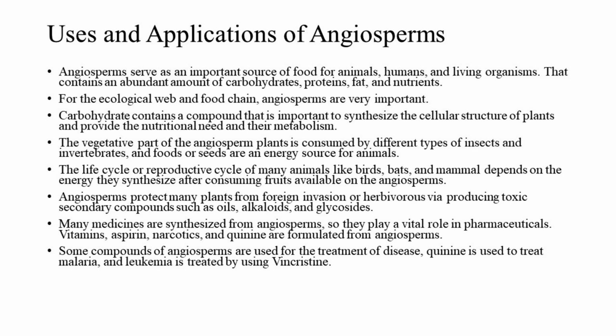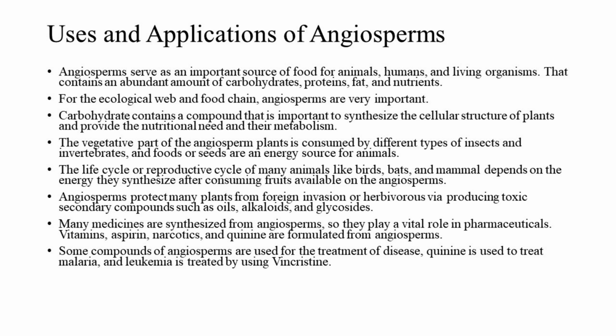Angiosperms serve as an important source of food for animals, humans, and other living organisms, containing an abundant amount of carbohydrates, proteins, fat, and nutrients. For the ecological web and food chain, angiosperms are very important. Carbohydrate contains a compound that is important to synthesize the cellular structure of plants and provide the nutritional need and their metabolism. The vegetative part of the angiosperm plants is consumed by different types of insects and invertebrates, and fruits or seeds are an energy source for animals.